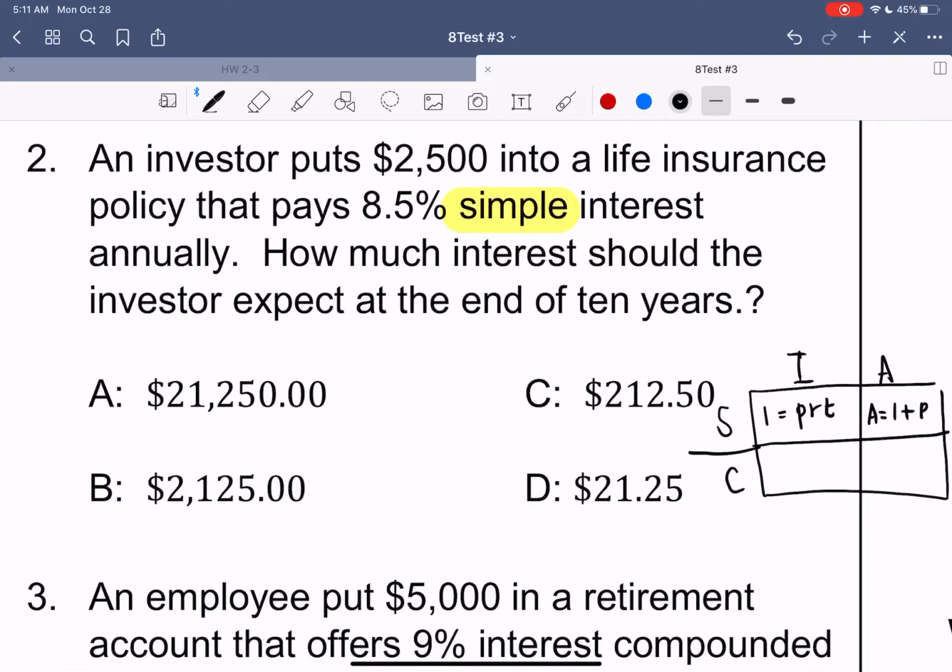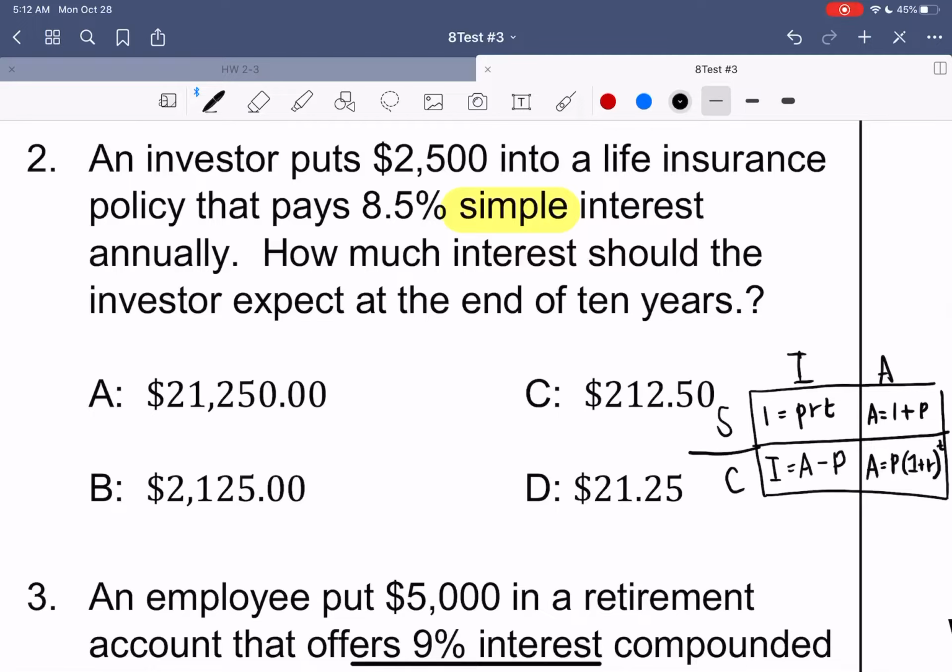For compound interest, I'll start with the compound total amount, which is the original formula that we know. A equals principal times 1 plus R to the T power. And compound interest, if we're looking for interest, we take our total amount and then we subtract our principal.